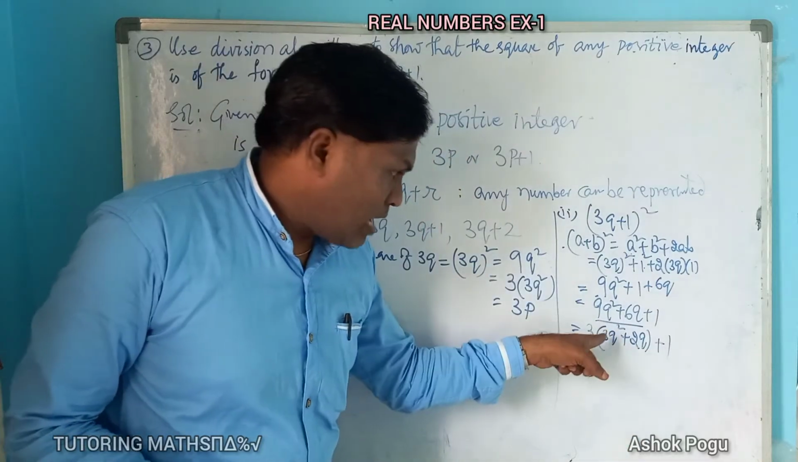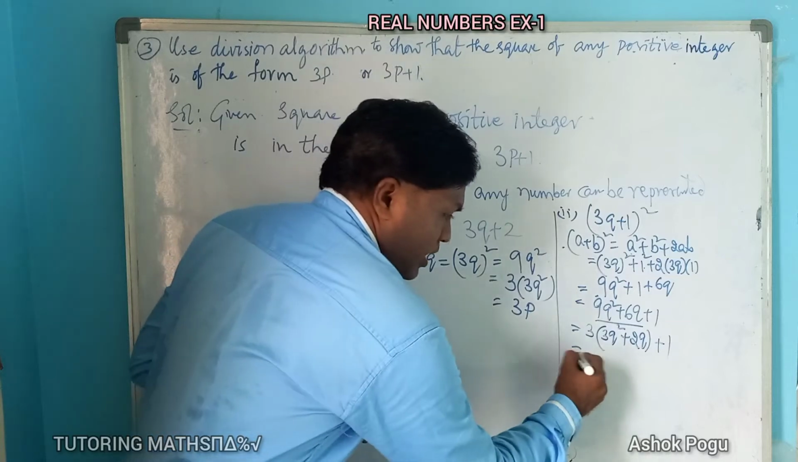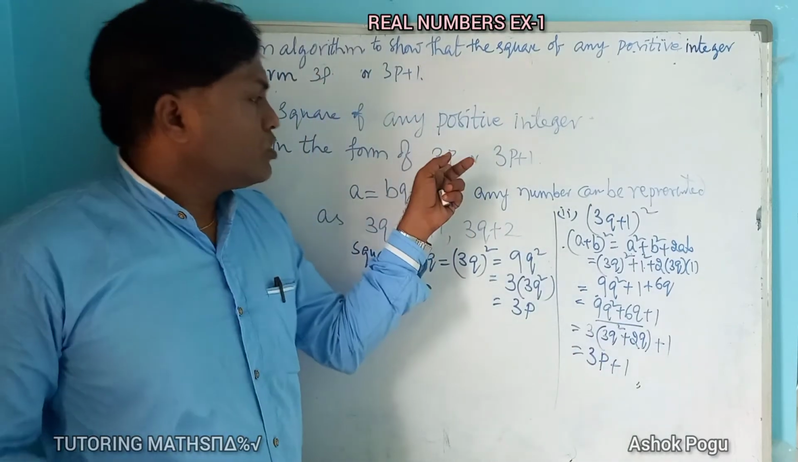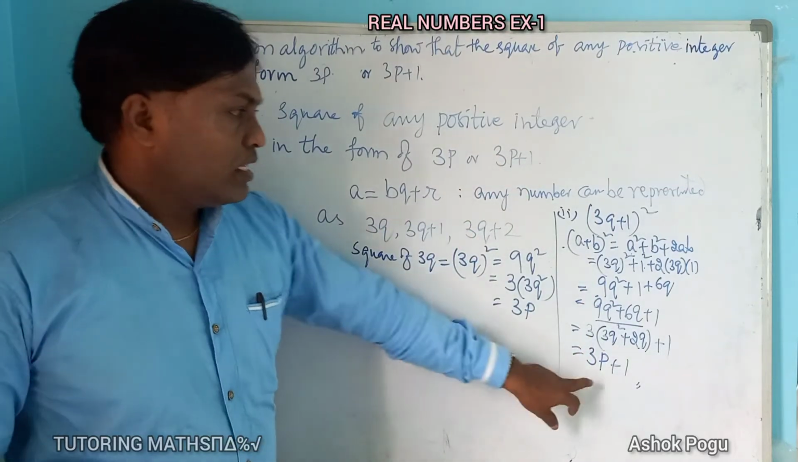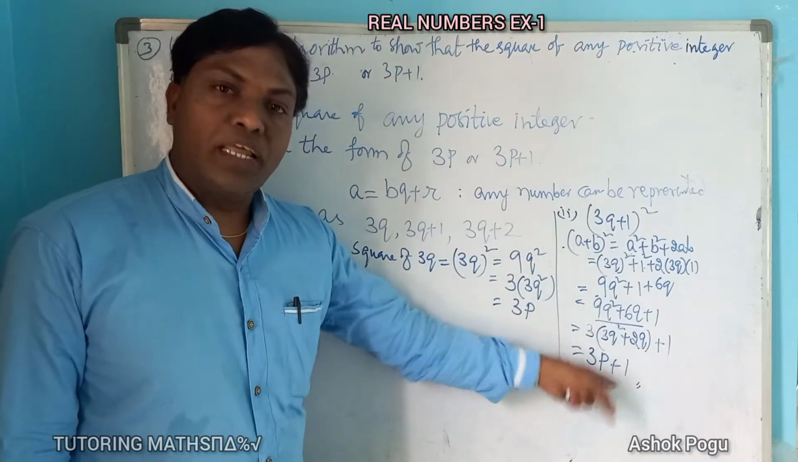Once everybody observes this form, this is 3 into something plus 1. So therefore 3 into p plus 1. So 3p plus 1, that is also in the form of 3p plus 1. So the second one is also in the form of 3p plus 1.